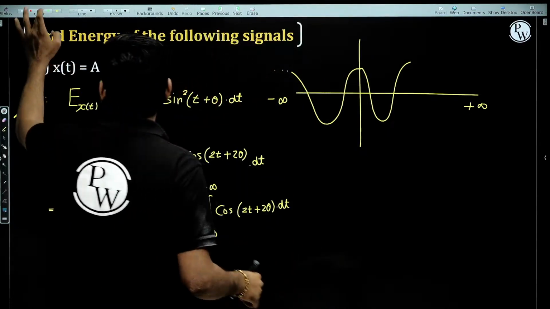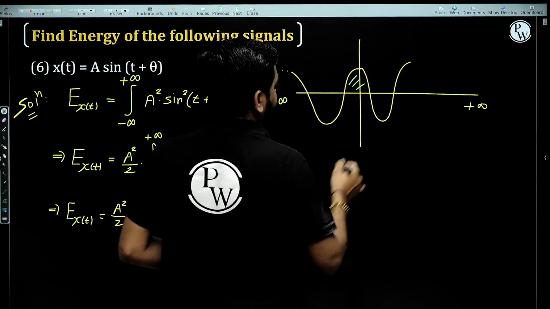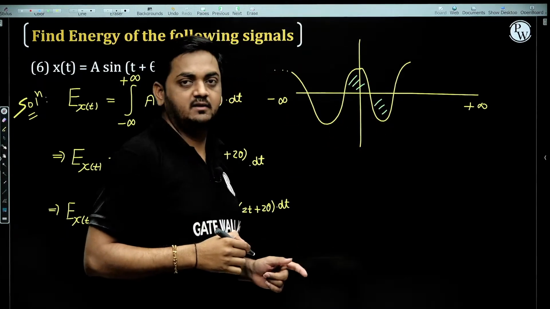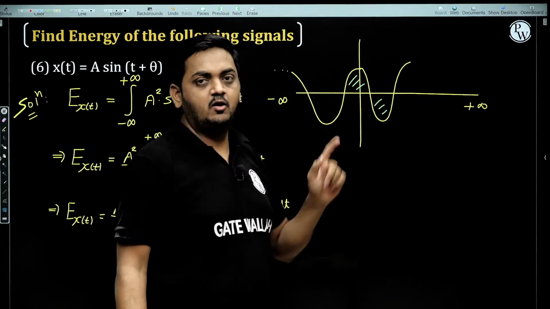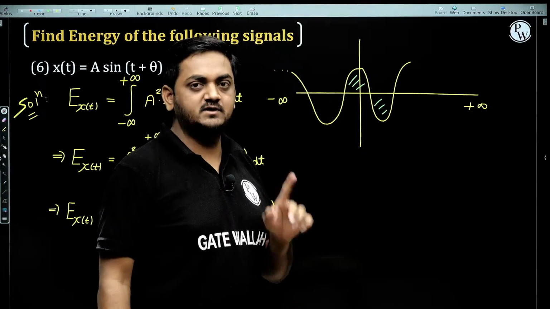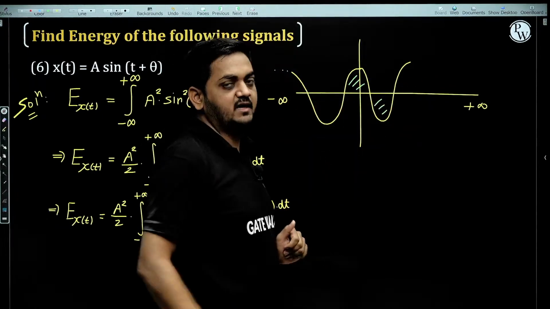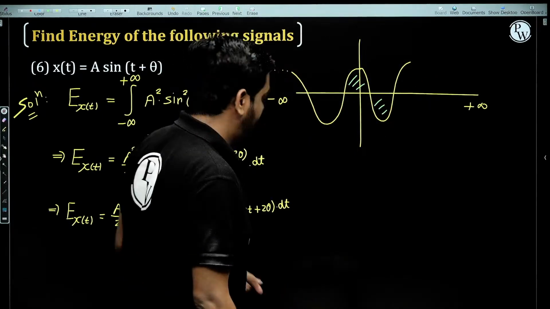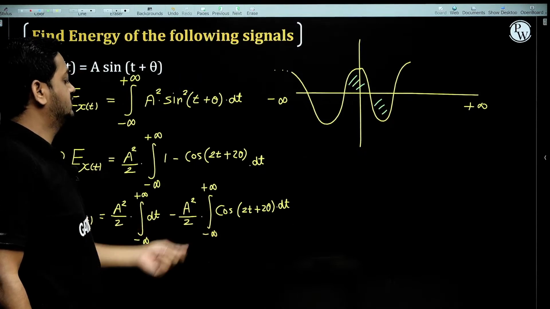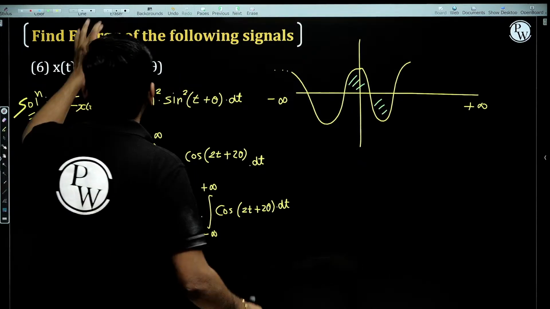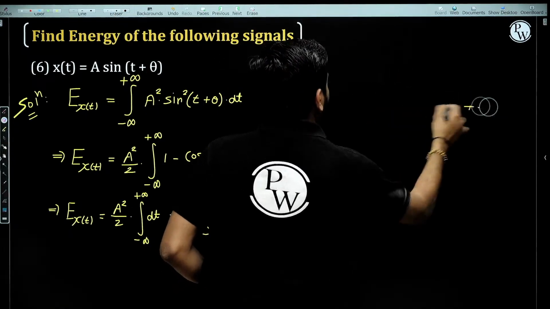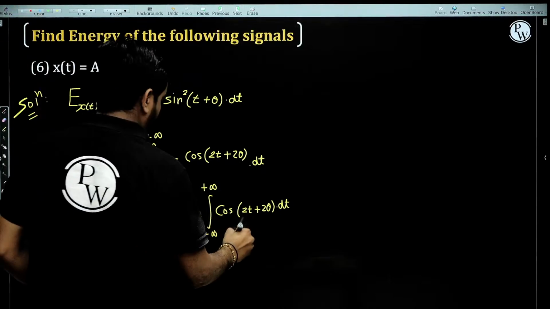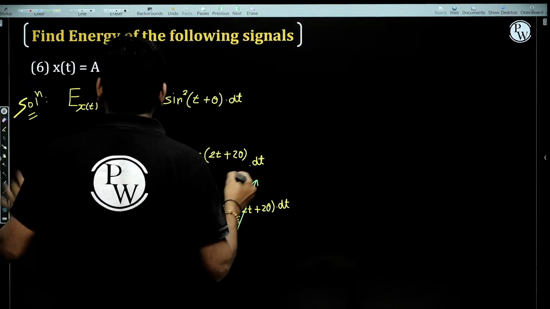Why? Because positive half cycle area is equal to negative half cycle area but opposite in sign. So area of one cycle is 0, and there are infinite number of cycles. That's why total area is 0, guys. Integration of the cos function from minus infinity to plus infinity indicates the area under the cos function, which is 0. In short, the answer of the second integral is 0.